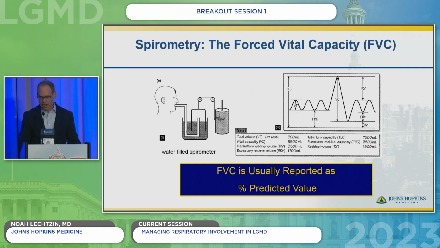It's not a perfect test. There's some learning involved. As people do it more and more, they often get better at the test. If anybody has mouth weakness, it can be very difficult to do the test well because you need to form a nice tight seal around a mouthpiece. And it's very effort dependent and also dependent on who's coaching the procedure. So not perfect, but it's easy to do, very available, and quite useful.